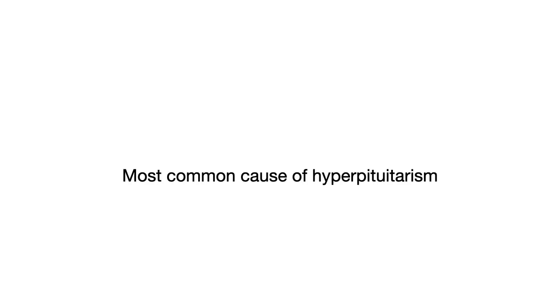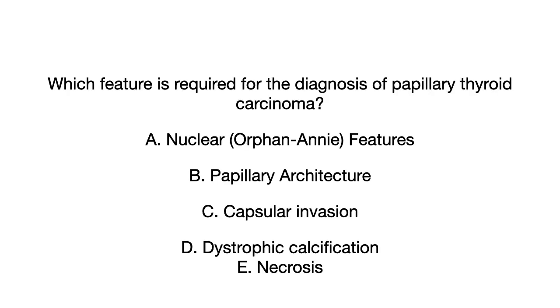What is the most common cause of hyperpituitarism? Pituitary adenoma. They are usually sellar in location. What feature is required for the diagnosis of papillary thyroid carcinoma? The nuclear features. These features exhibit clearing, which gives it the name Orphan Annie nucleus.